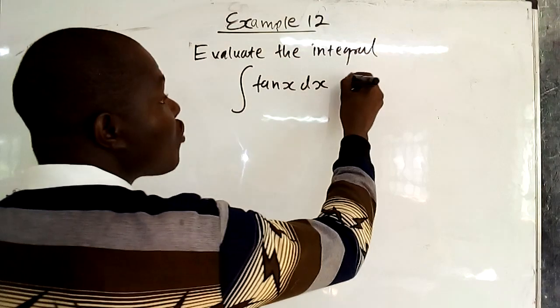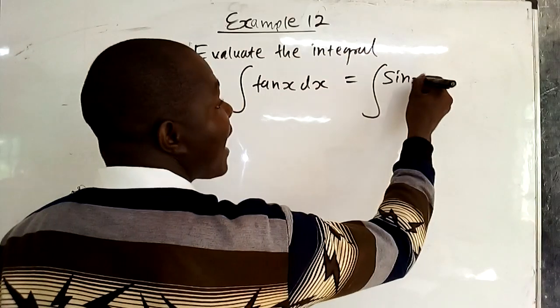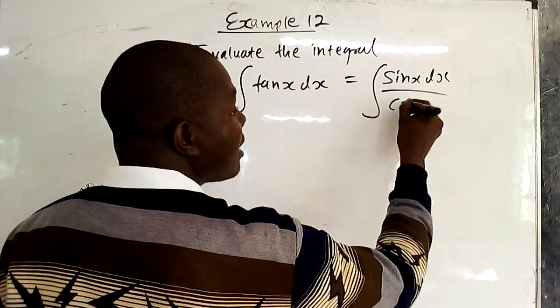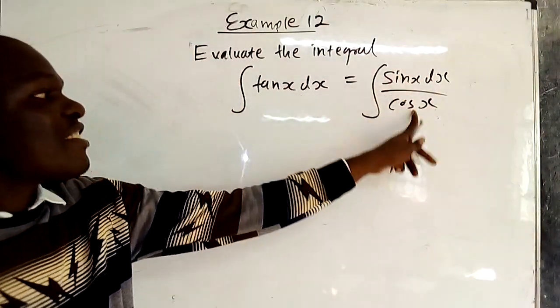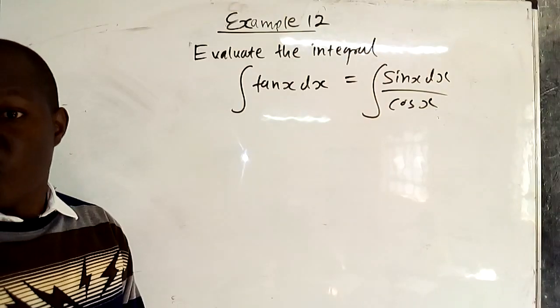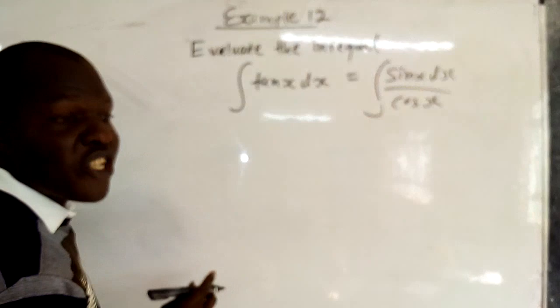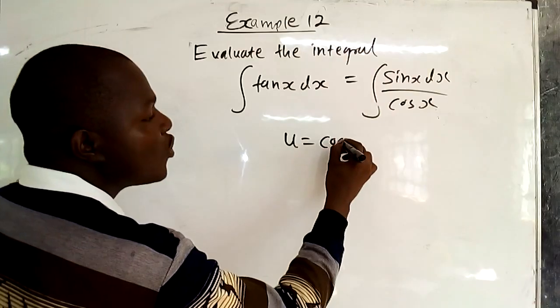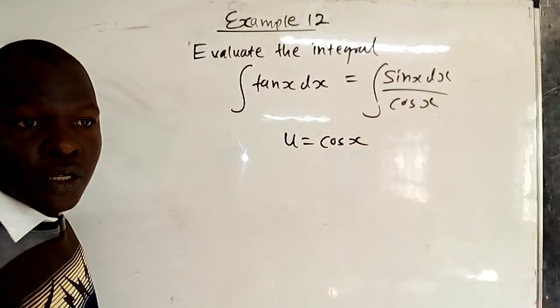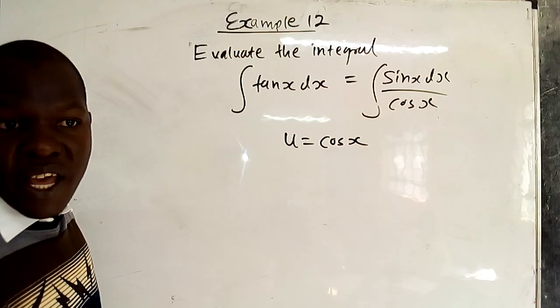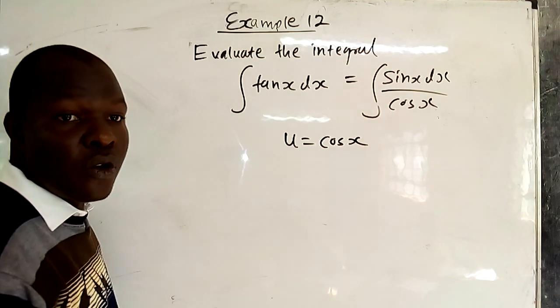So algebraic substitution, this is the same as sin x dx over cos x, because tan x is sin x over cos x. It doesn't have a power, so you use algebraic substitution. Are you seeing that? You substitute what is in the denominator. So you let u be equal to cos x. Are we together? You let u be equal to cos x.